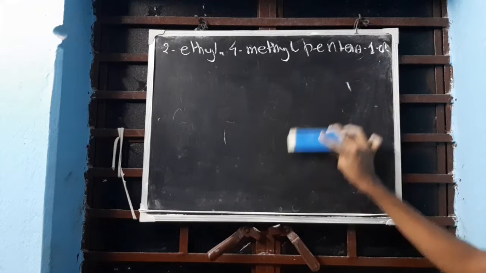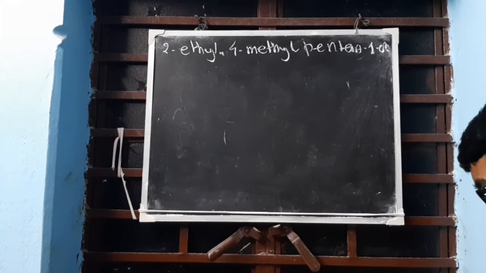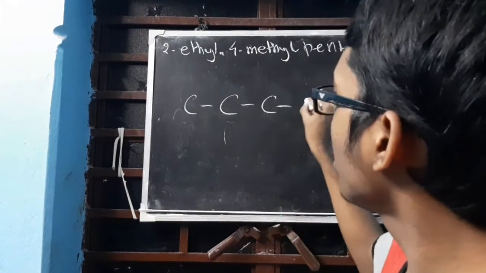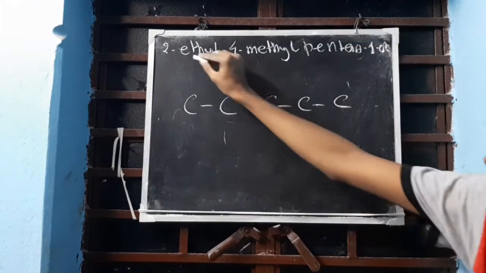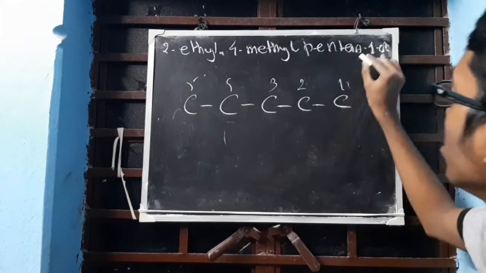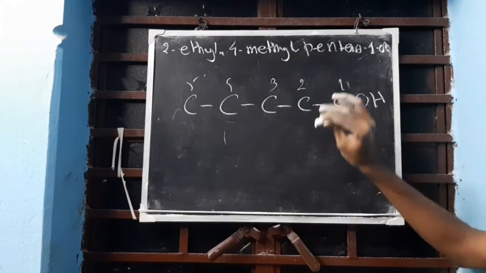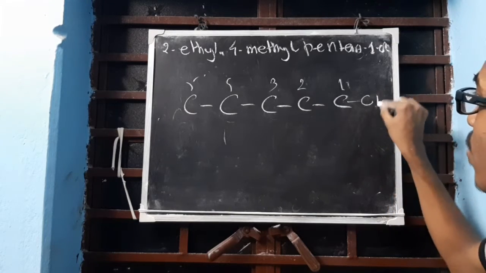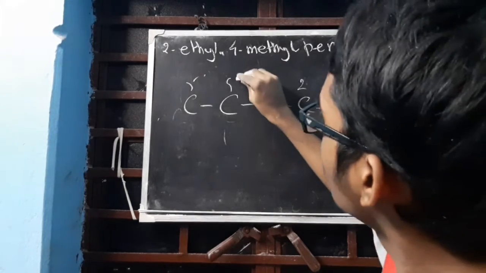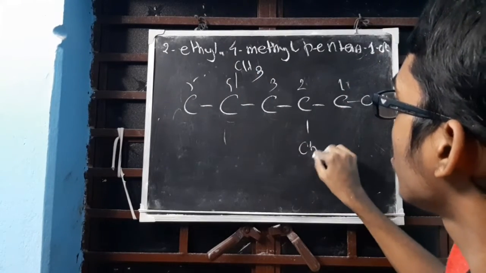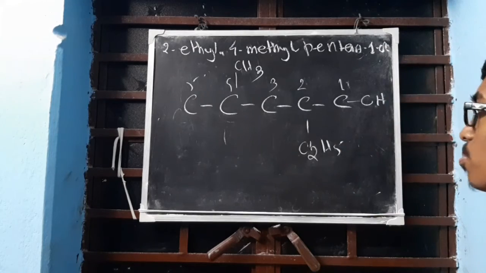Now if this is sounding very confusing, it might sound confusing at first. So let's do it in another easier way, where you will be just drawing this. Numbering starts from here: 1, 2, 3, 4, 5. Write OH, for now OH only. Methyl is added at the 4th position, so here let us add CH3. Here second ethyl, so it's ethyl C2H5. Written down.